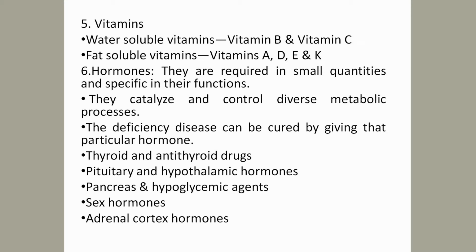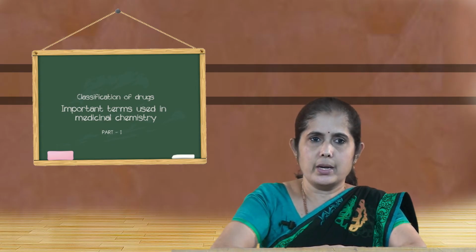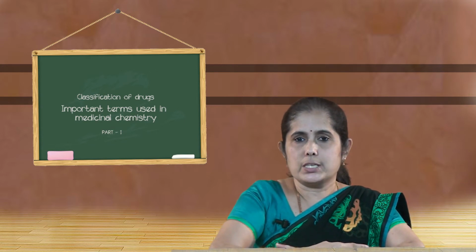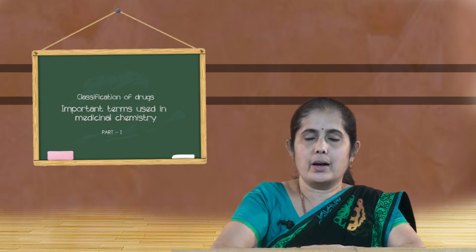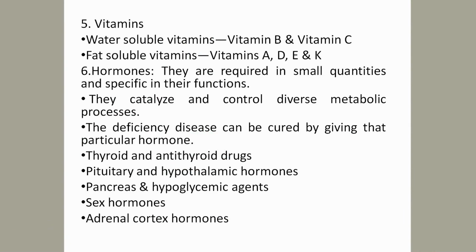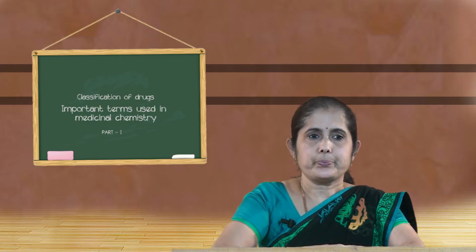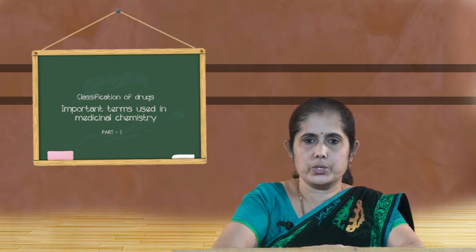Vitamin A: we all know that beta carotene is a good source for vitamin A. And vitamin D: we say that sunlight is the source for vitamin D. Actually, vitamin D is not present in sunlight. The cholesterol present in our body gets converted into vitamin D under the irradiation of UV light. Sunlight in the morning and in the evening is good for health to convert the cholesterol present in our body to vitamin D. Next, moving on to the hormones.